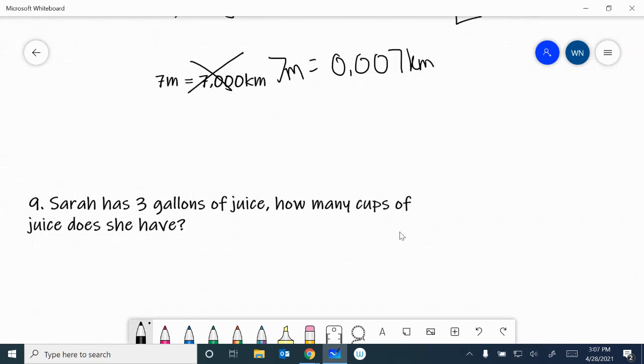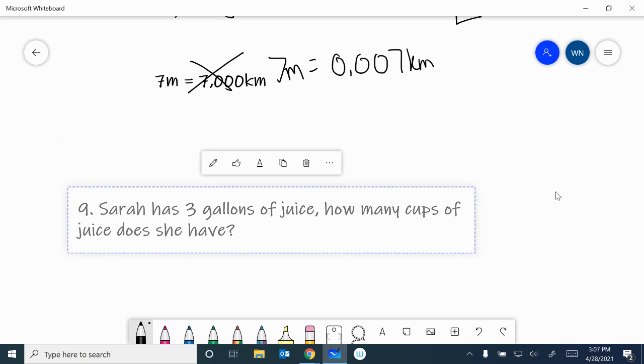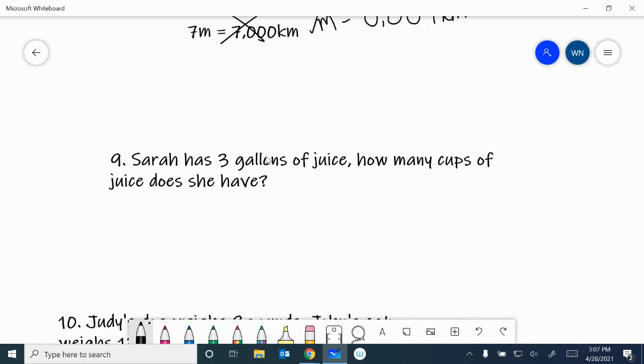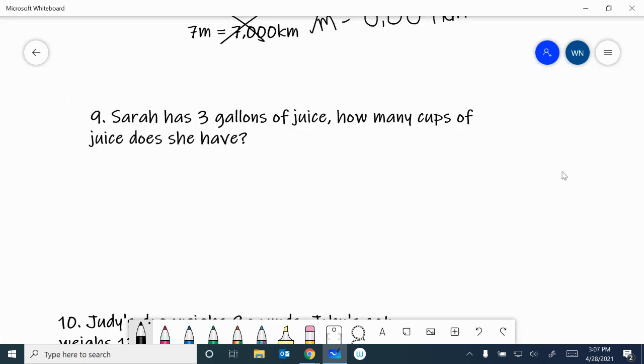Number 9, Sarah has 3 gallons of juice. How many cups of juice does Sarah have? Go ahead and solve it. For this one, we have to know how many cups are in a gallon. So I'm sure most of you already know, but some of you don't. A gallon equals 4 quarts. 1, 2, 3, 4. And each quart equals 2 pints.